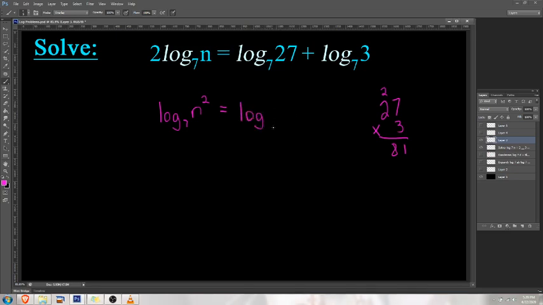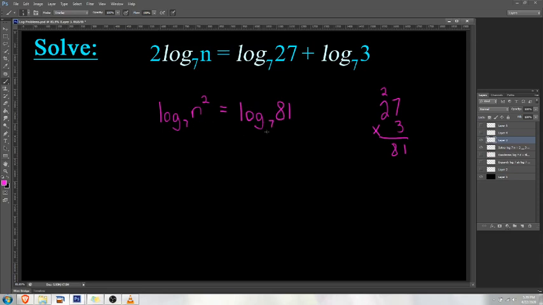And yes, I always encourage my students not to use calculators. It just kind of helps with the math process. But those guys are going to go together using the product rule. And so we have this. Now, this is an interesting situation. Log 7 n squared, log 7 81.